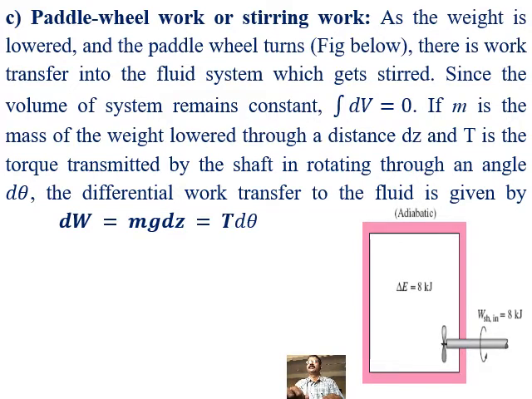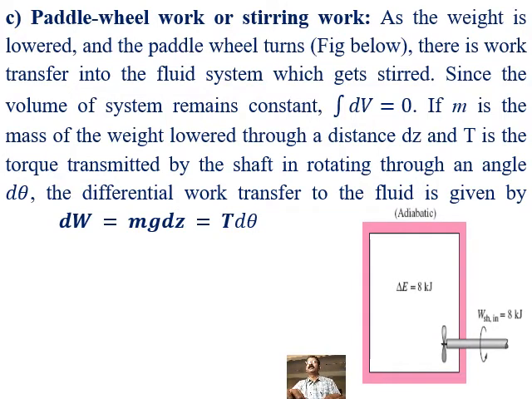Now you know that if this shaft is attached with a pulley, and some weight is attached and allowed to lower, then also this fan or the stirrer can rotate. So by this we can prove that there is work transfer whenever the paddle wheel rotates inside a system. We consider it as work transfer into the fluid system, which gets stirred, because stirring work is work transfer into the system.